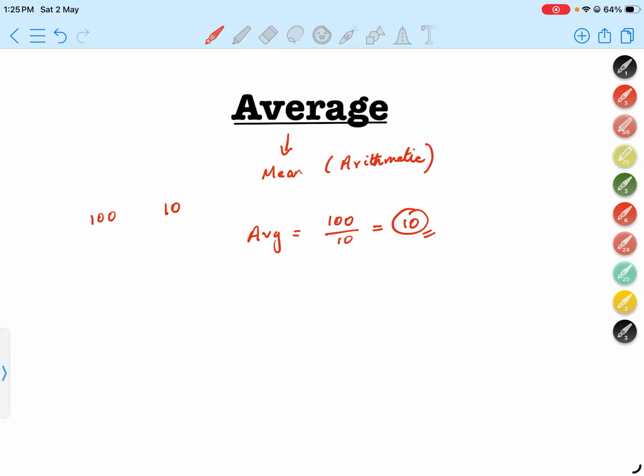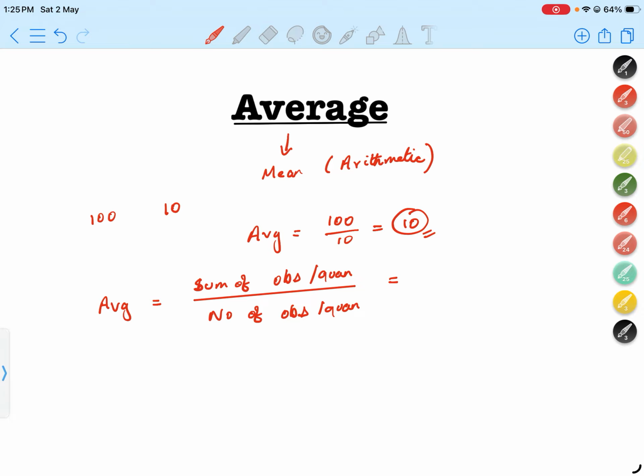So the formula for average which you might have seen in various different books is that average can be written as the sum of observations or quantities upon the number of observations or quantities.